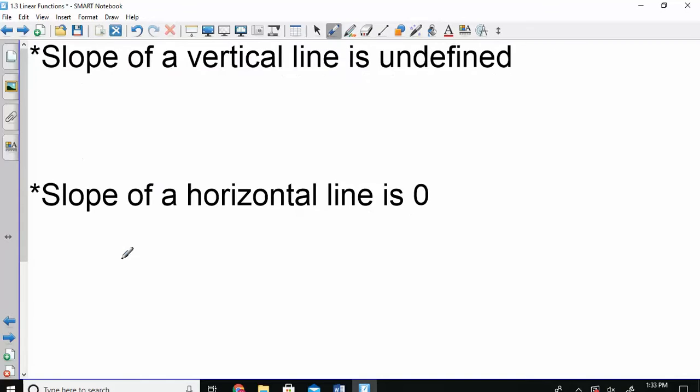So that's something that we might need to make a note of moving forward in case we forget. Slope of a vertical line is always undefined, every vertical line, and slope of a horizontal line is always 0. And again, that's any two points on your graph that you might pick. It doesn't matter which ones we use.